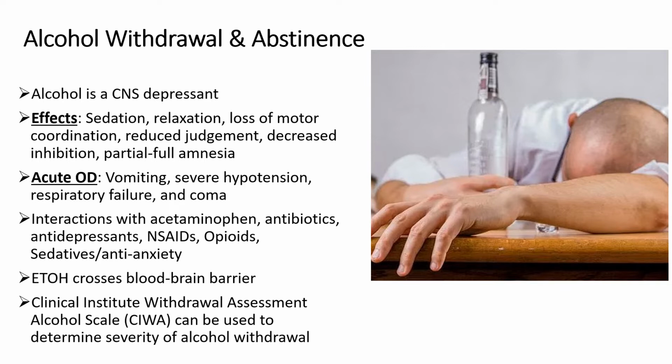What about acute overdose? So when we say acute overdose of alcohol, we're talking about someone who's consumed incredible amounts of alcohol quickly, leading to potential respiratory failure, hypotension, and even going into a coma. Okay, so that is very high levels of alcohol. And typically, when you've consumed that amount of alcohol, your stomach is trying to get it out of you by vomiting. Okay?